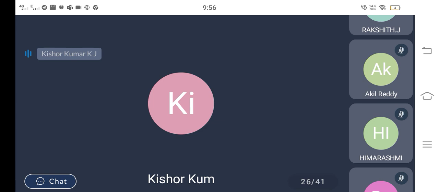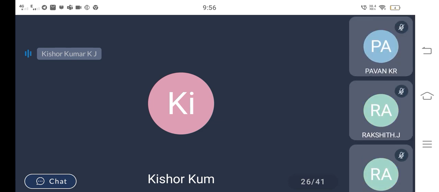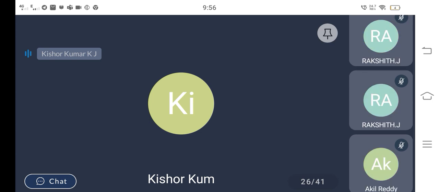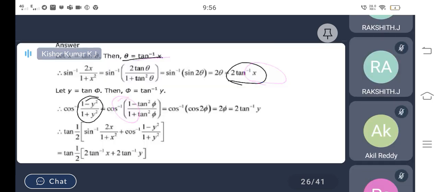Let's go for the second one. Again here you have a y term, so we can easily get the cos 2 theta formula in the form of tan. We can consider y equals tan theta, but to avoid confusion with the earlier x equals tan theta, I prefer y equals tan phi. Then phi equals tan inverse y. I have just modified theta to phi.